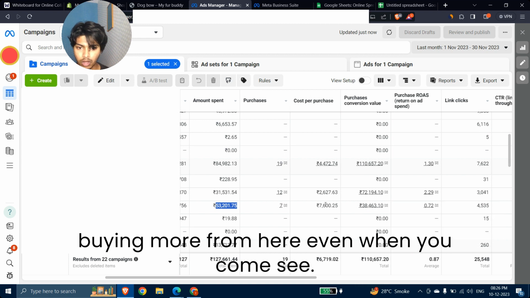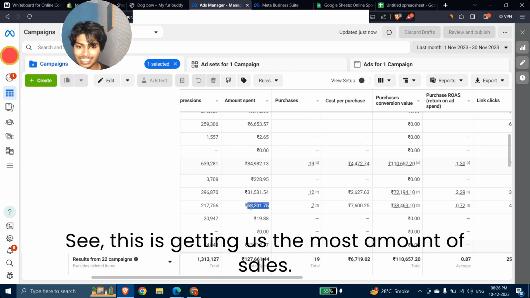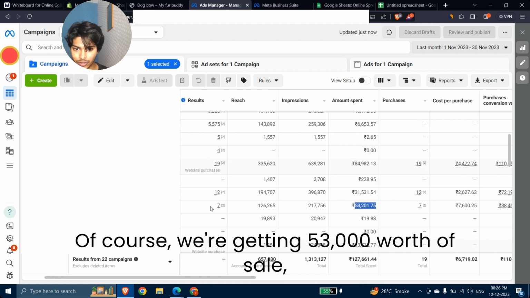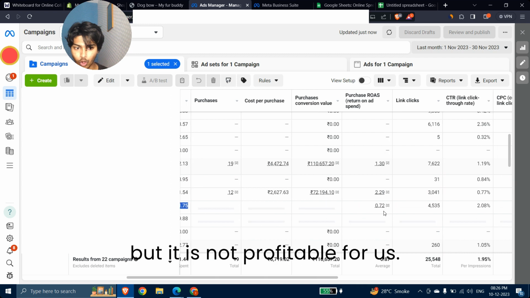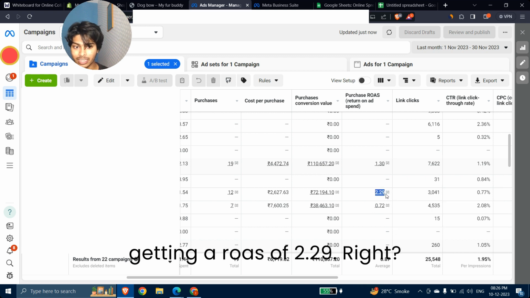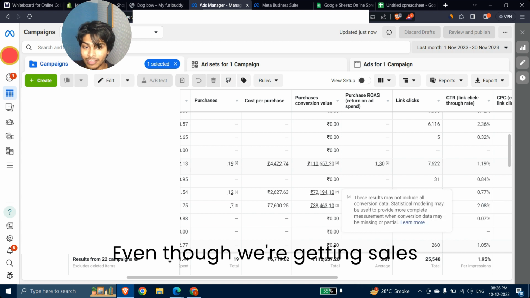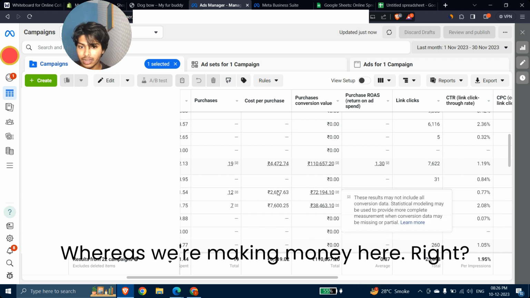Even when you come, see, okay, I'll give you an example. See, this is getting us the most amount of sales. Of course, we're getting 53,000 worth of sale, but it is not profitable for us. We're getting a ROAS of 0.72 only, whereas compared to Facebook, we're getting a ROAS of 2.29, right? So even though we're getting sales here, we're losing money here, whereas we're making money here, right?